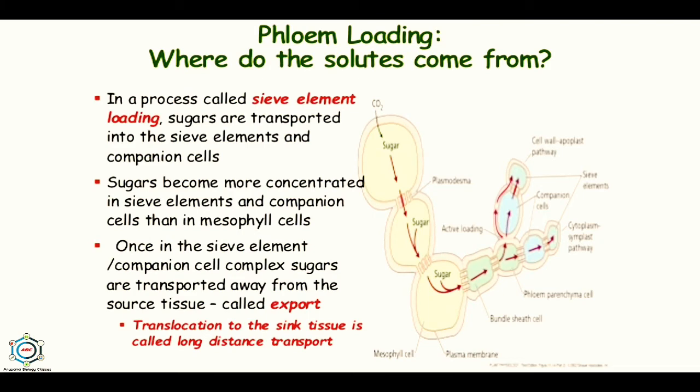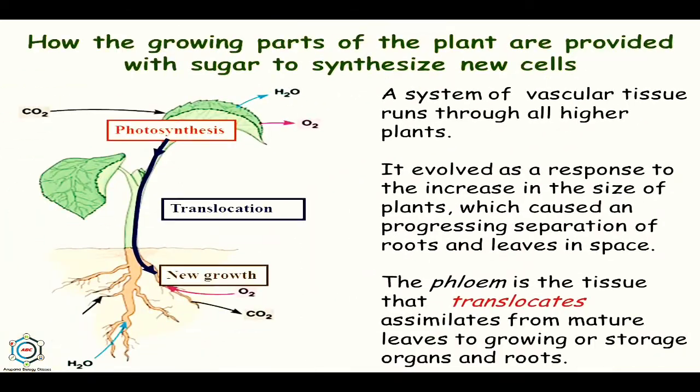So, what is phloem loading? Where do the solutes come from? In a process called sieve element loading, sugars are transported into the sieve elements and the companion cells. Sugars become more concentrated in the sieve elements and the companion cells than in the mesophyll cells. Once in the sieve elements or companion cells, complex sugars are transported away from the source tissue, called export. Translocation to the sink tissue is called long distance transport.